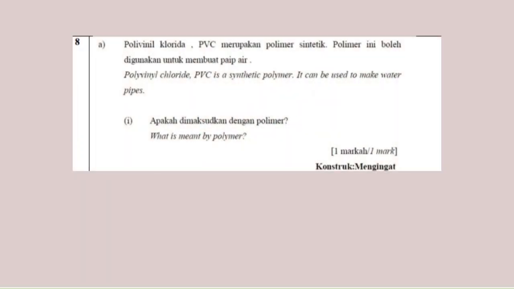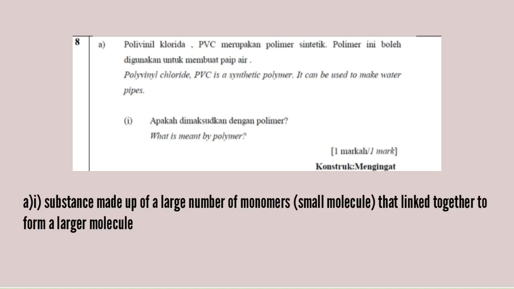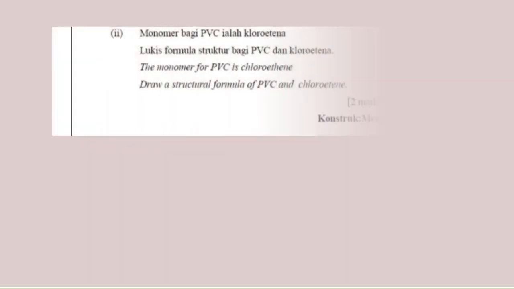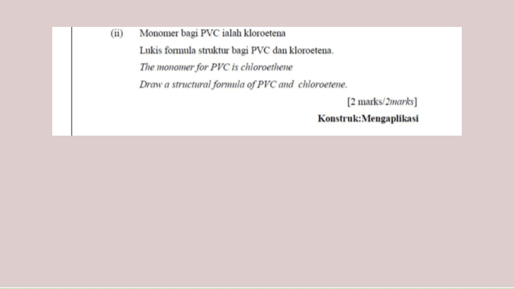Next, question number 8. Polyvinyl chloride, PVC, is a synthetic polymer. It can be used to make water pipes. A(i). What is meant by polymer? A polymer is a substance made out of a large number of monomers, which are small molecules that link together to form a larger molecule. A(ii). The monomer for PVC is chloroethene. Draw a structural formula of PVC and chloroethene.